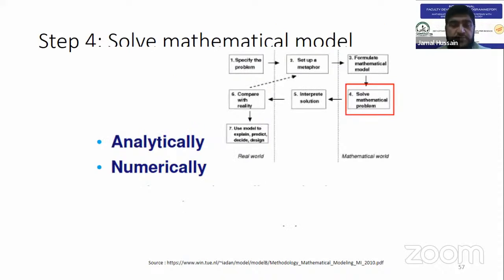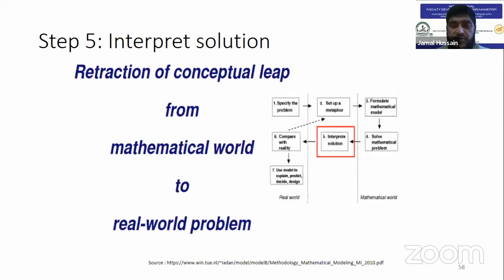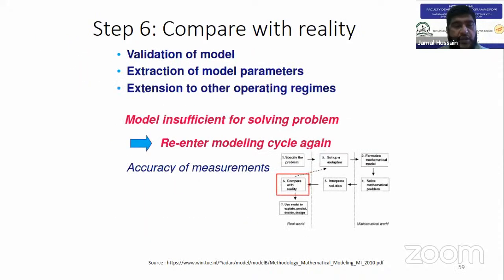The fourth step is to solve it analytically, numerically, or whatever way possible, with whatever tools you have, and find the solution of the mathematical problem. Then from the solution, you interpret the results in terms of the real problem. So you have to go back to the real world problem. And then, as I mentioned earlier, this step of comparison with reality is actually validation.